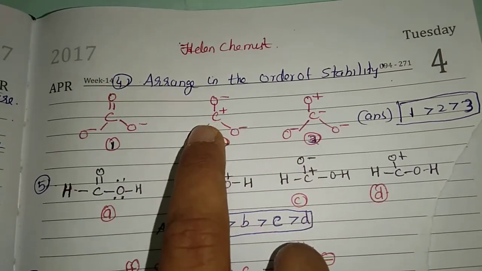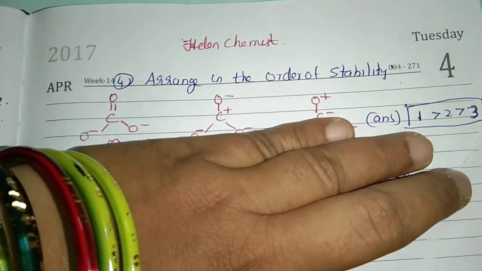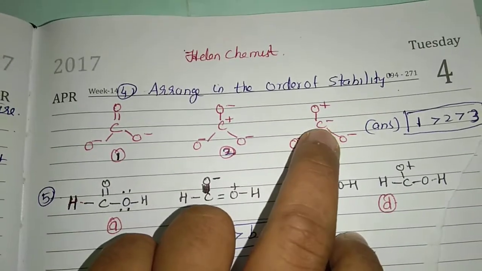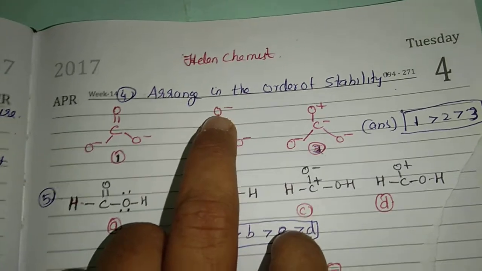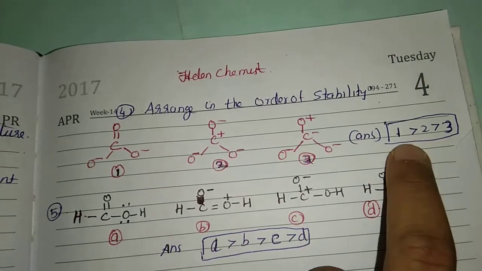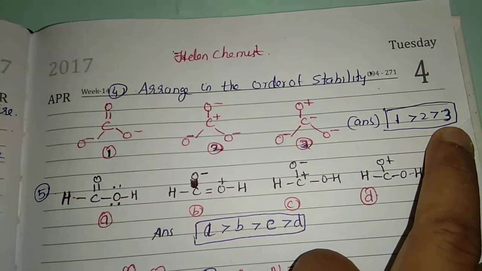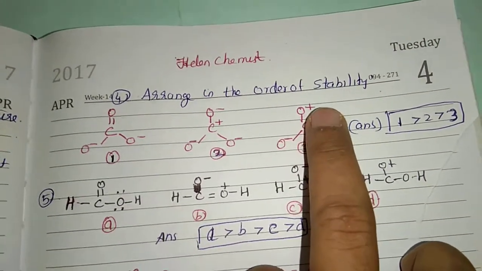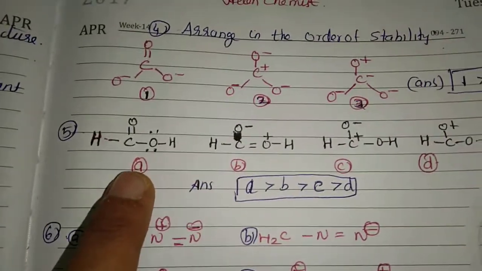The lower part of the structures is the same, so you have to compare the upper part. Here C has a plus charge and O has a minus charge. Here C has a minus charge and O has a plus charge. O is more electronegative, so a minus charge on the electronegative atom is more stable. So first is more stable, then second, then 3. A more electronegative atom with a positive charge is less stable.